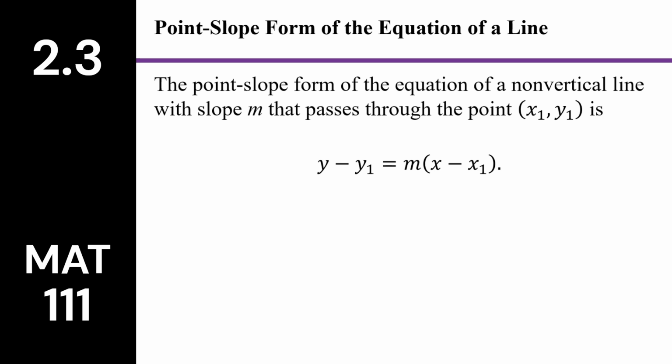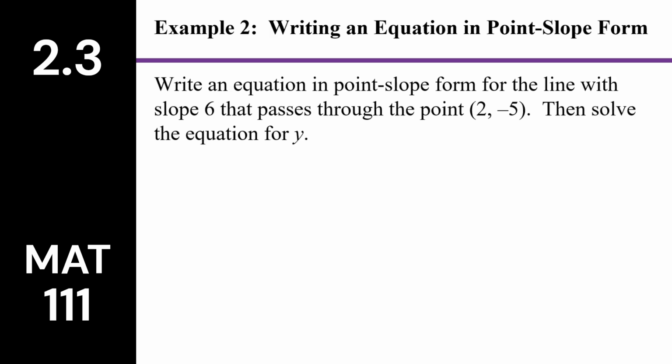Now we're going to look at some important forms of lines. The first one is called point slope form, and this is an important one when we're trying to write an equation because we'll often know the slope and a point. And so when we do, we will put it into this form. Let's take a look at an example. Write the equation in point slope form for the line with slope 6 that passes through the point (2, -5).